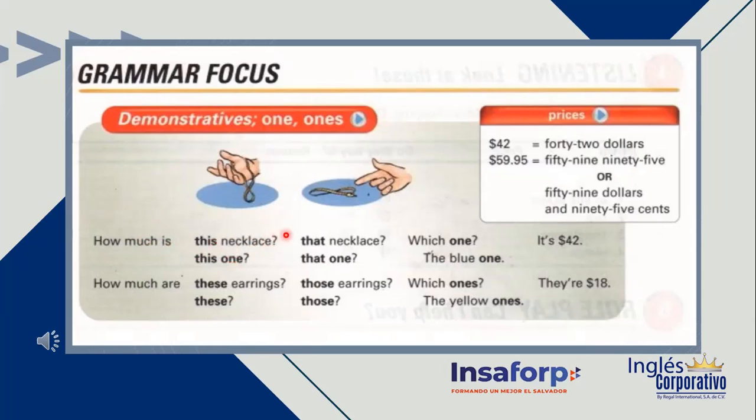¿Cuánto cuesta este collar? Right, this one. How much is this necklace? How much is this one? Eso significa, ¿verdad? This, que el objeto lo tengo en la mano o lo puedo tocar. How much is this necklace?